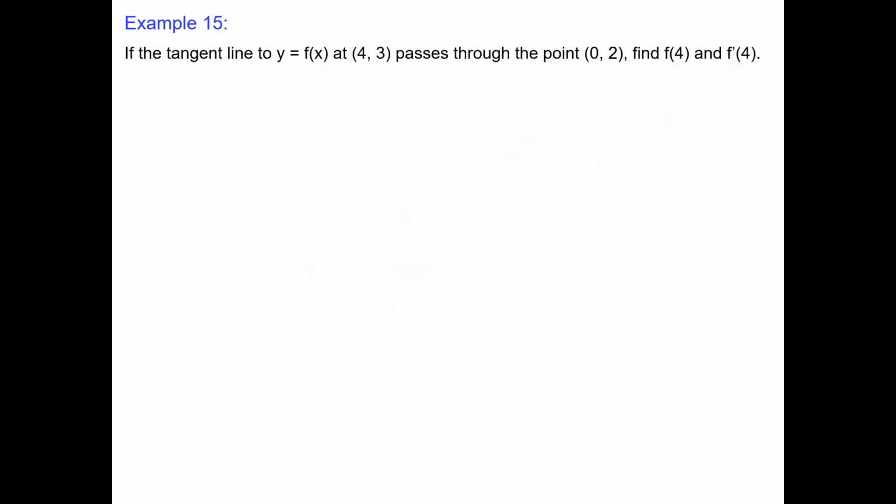Okay, example number 15. The same thing. Please pause the video and try to solve it on your own and then come back. If the tangent line to the function f of x at the point 4, 3 passes through the point 0, 2, find f of 4 and f prime at 4. Oh, interesting. Maybe this one I can just draw.